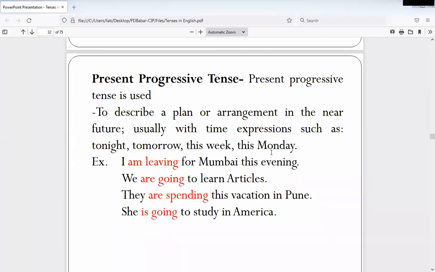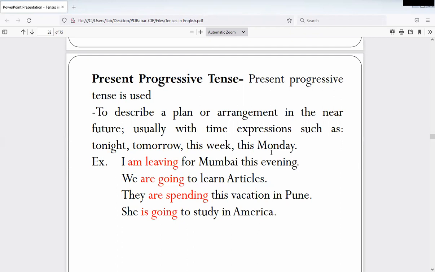I am leaving for Mumbai this evening, okay. I am leaving means this is the description of the near future. The action we are going to do in the evening, what we are going to do, that we are telling in the morning, or in the afternoon. That's why this is the near future or near arrangement.